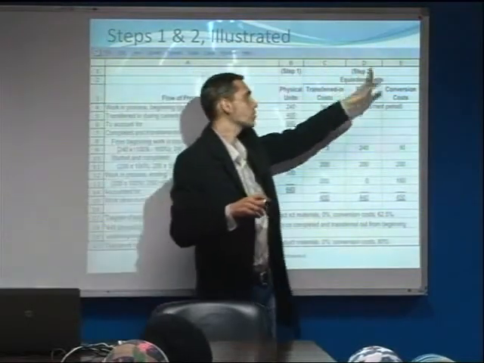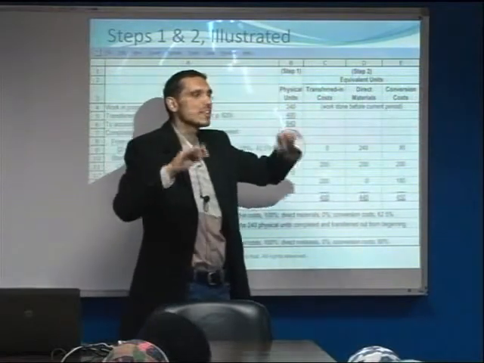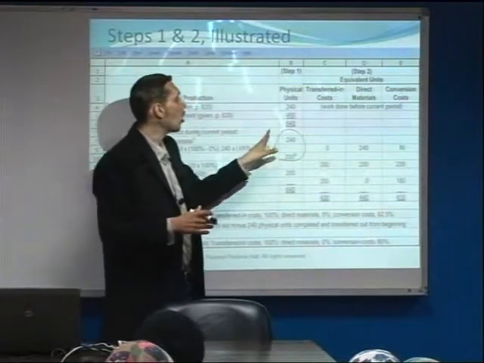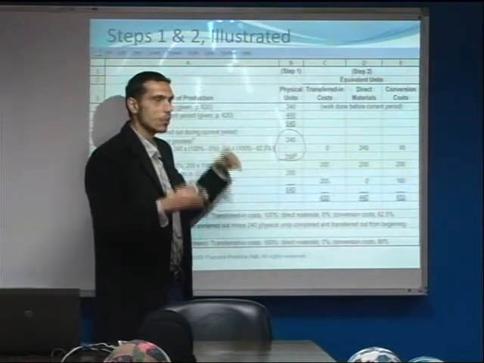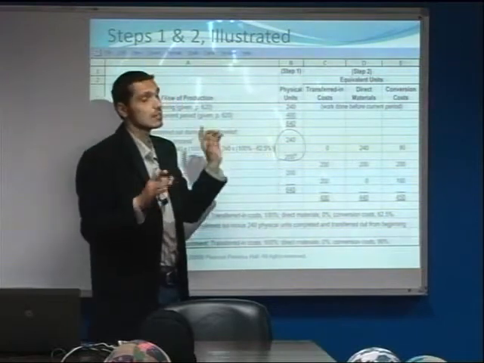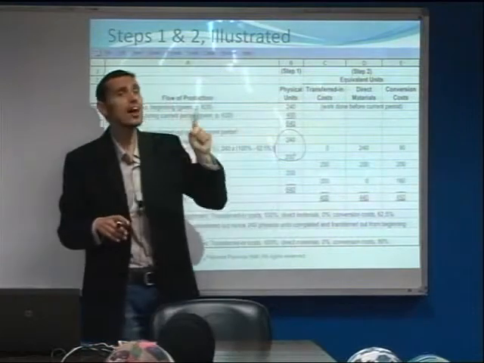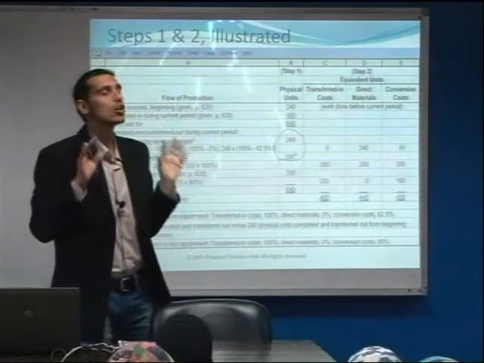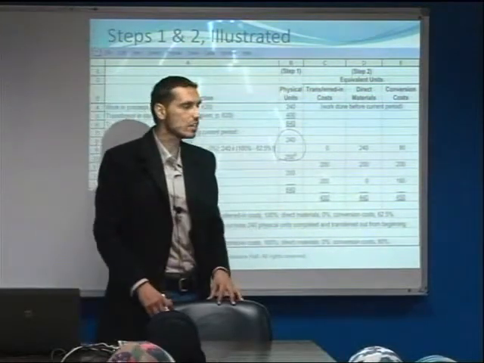the transferred in, direct materials, and conversion cost, for each different line item of the origin of the units. Of course, we are going to calculate the equivalent units for the 240, for the 200, and for the 200. In this case, we are going to calculate the equivalent units for the work done within this period only. Why? Because the cost for this period only would be allocated on these equivalent units.